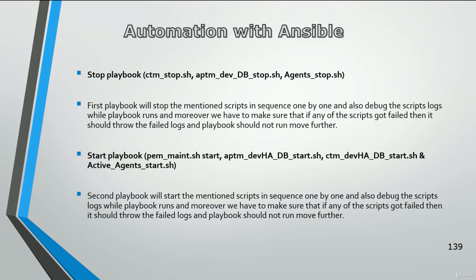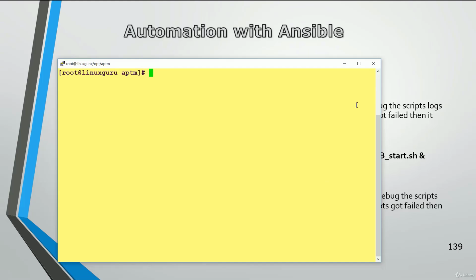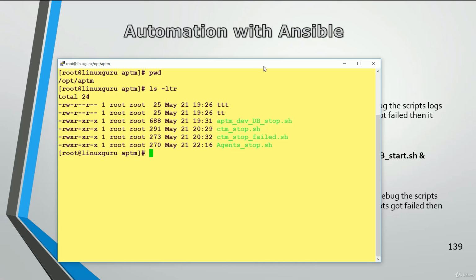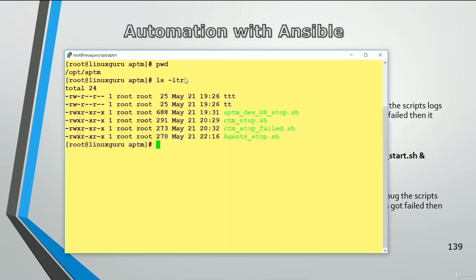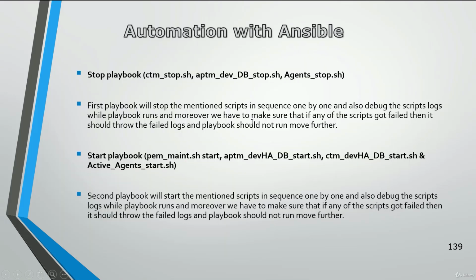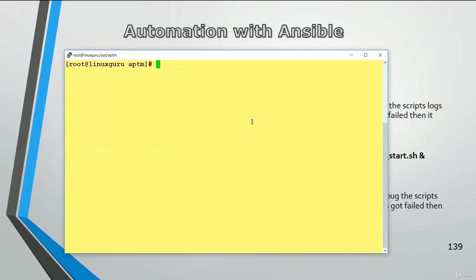So I am going to log into my client machine where I am supposed to run those scripts. Those scripts are available on my client machine. First of all, I am going to run those scripts manually. This is my client machine, and I am in this location. These are the scripts. The first script, you can see, is ctm_stop.sh. If I am going to run this script, to run a script we have to use sh.